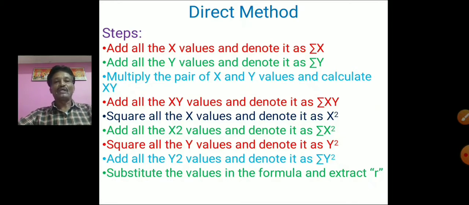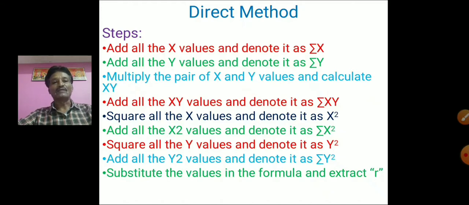So here we have to calculate five values: sigma x, sigma y, sigma xy, sigma x square, and sigma y square. And one more value we have to calculate, that is the n value. Here n is nothing but how many pairs of values are given in x and y. Normally pairs of values are given, so you count how many values are given. Suppose 5 values are given in x and y, then n equals 5.